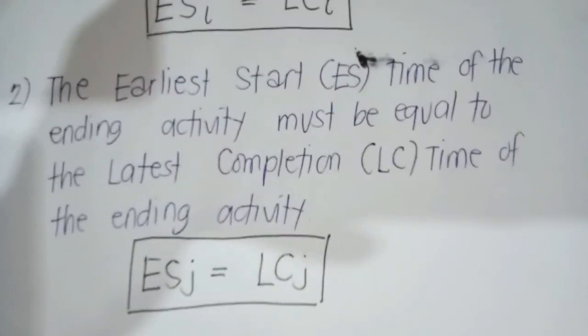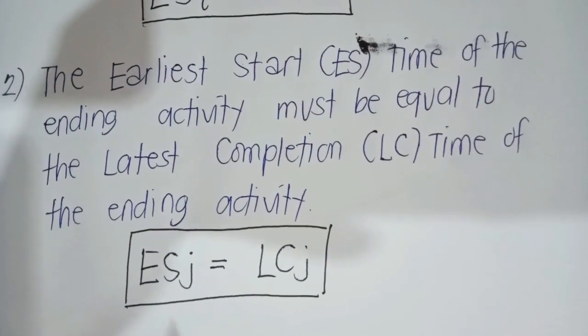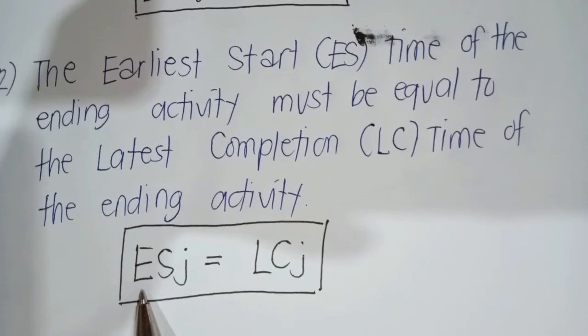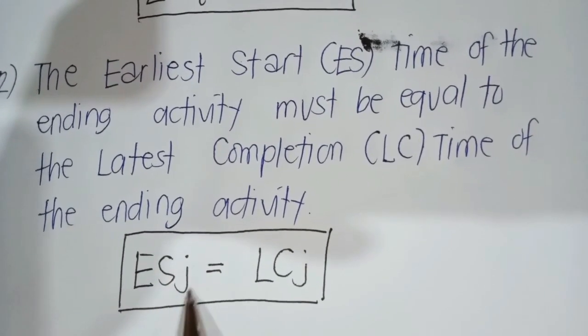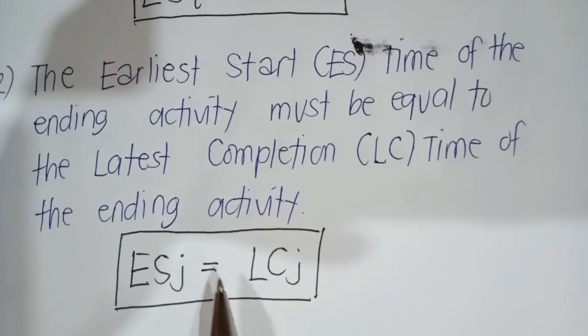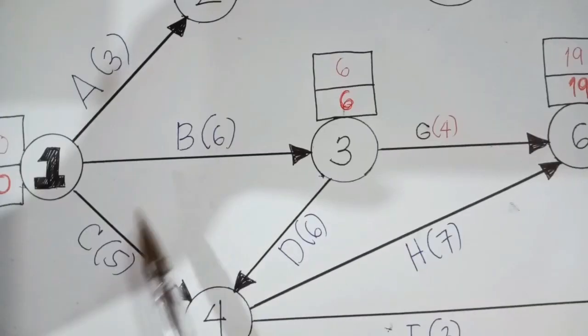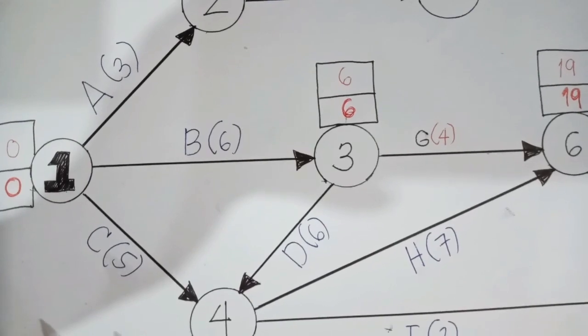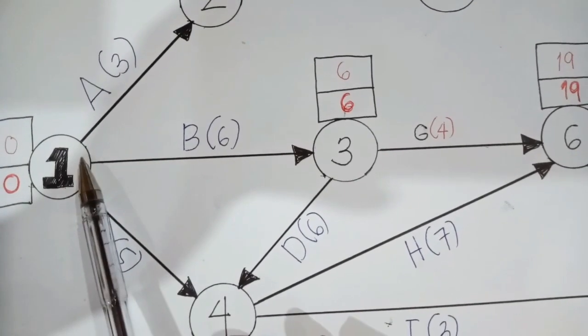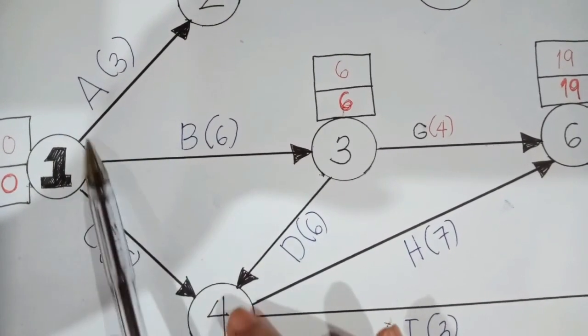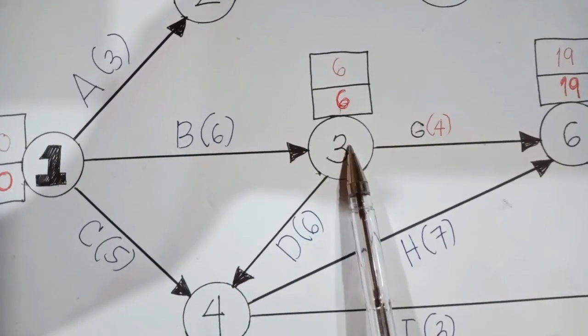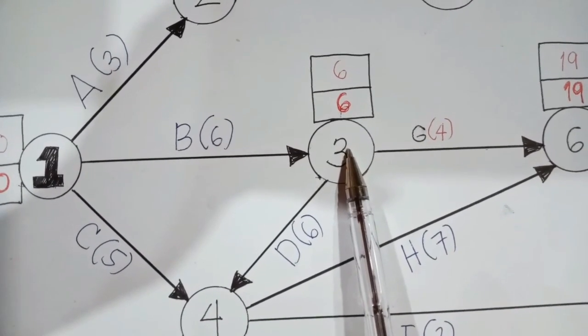Next, we have condition number 2, which says the earliest start time of the ending activity should be equal to the latest completion time of the ending activity. Going back to our network diagram, as you can notice, node 1 is our starting activity, and node 3 is our ending activity.